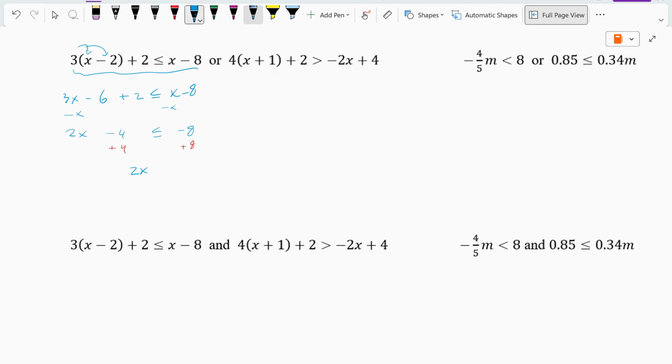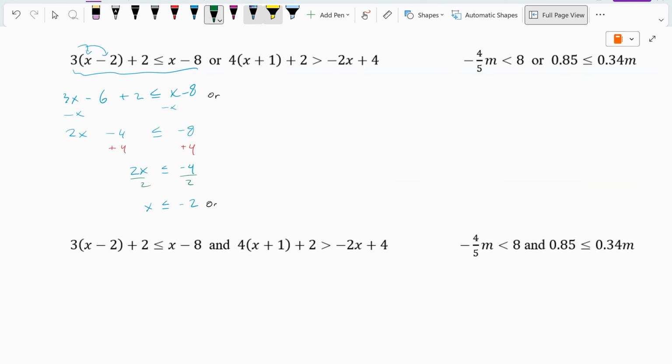And we get 2x is less than or equal to, what am I doing? Add 4 to both sides. 2x is less than or equal to -4. How do I get x by itself? Divide by 2. x is less than or equal to -2. You guys are checking if I make mistakes, right? Okay. Does it look okay? Very good. The next one.